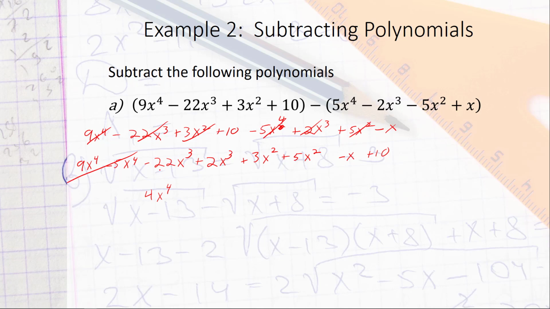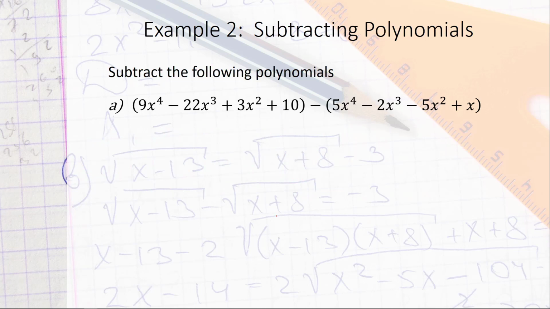Here we have a negative 22x cubed plus 2x cubed. That will be minus 20x cubed. Here we have a 3x squared plus 5x squared. That is 8x squared. Minus x plus 10. And that is our answer.